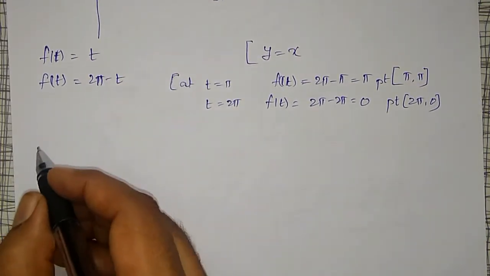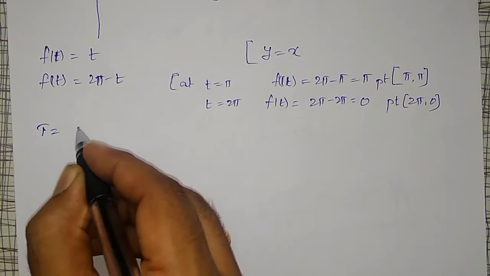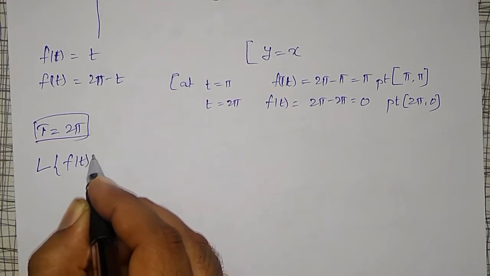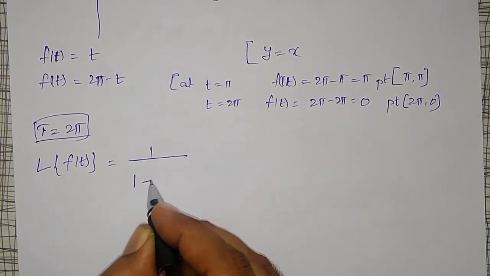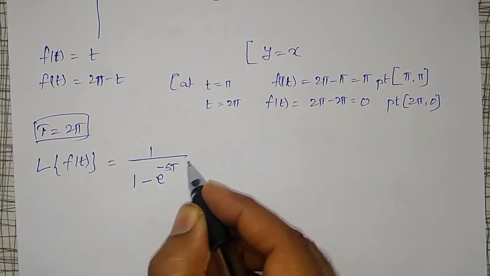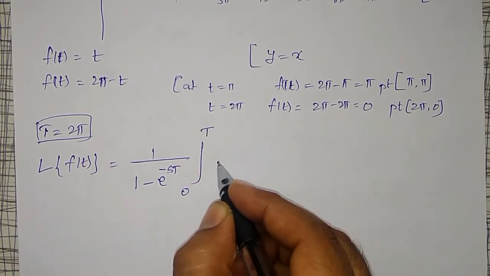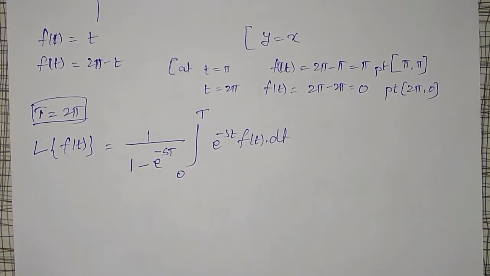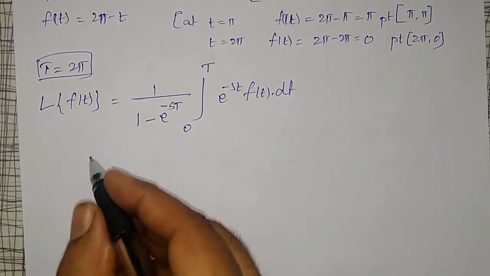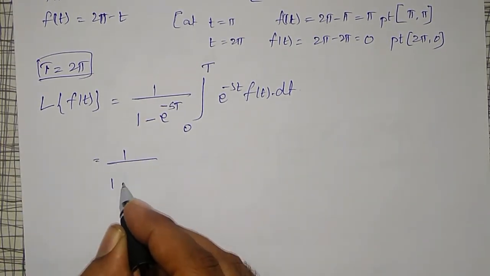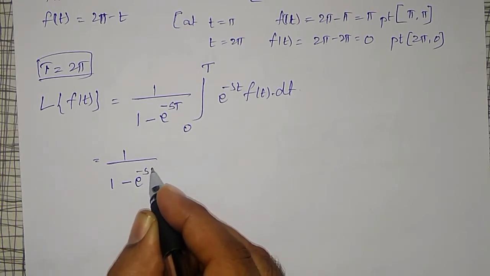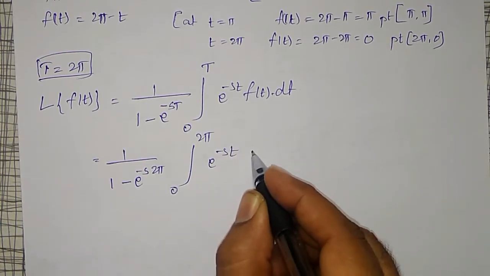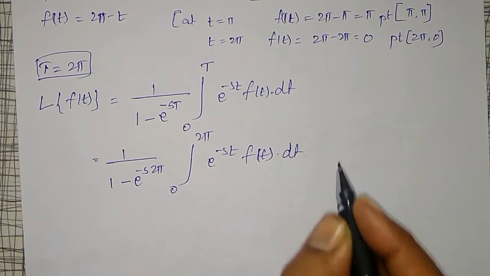Next, here the period capital T is 2 pi. Therefore, the Laplace transform of f of t is equal to 1 divided by 1 minus e to the power minus sT, times the integration from 0 to T of e to the power minus st into f of t dt. We know this. Let me substitute the period and the function f of t: 1 divided by 1 minus e to the power minus 2 pi s, times the integration from 0 to 2 pi of e to the power minus st into f of t dt.